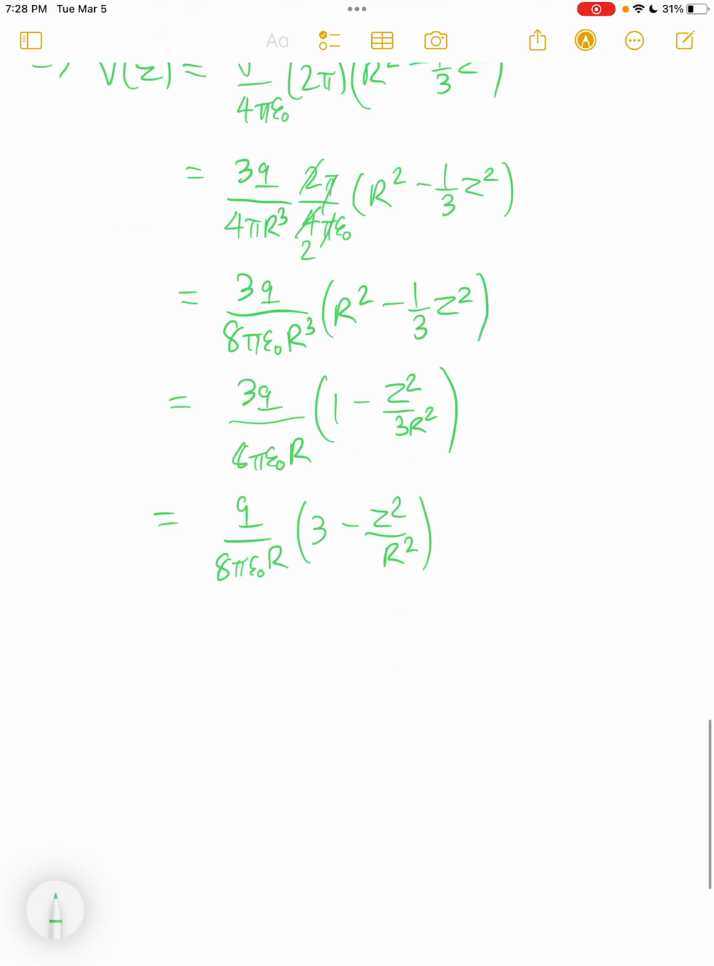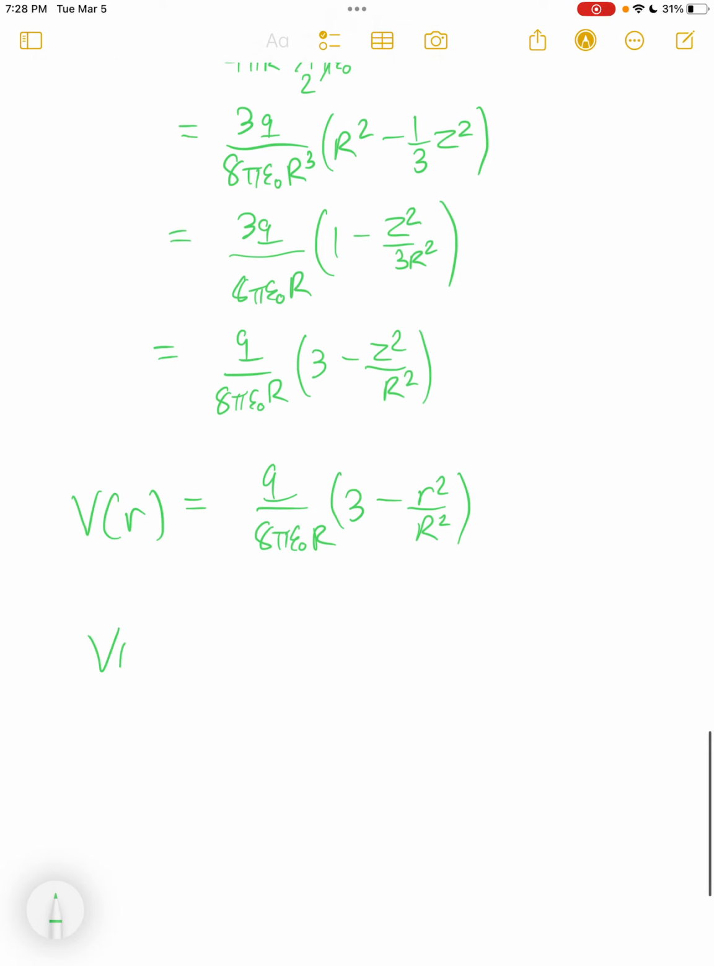Now what we really wanted at the beginning is V of r. And we remember that z is equal to r, so we can rewrite that like so. And this is exactly what problem 21 gives us. And problem 21 uses the equation to get the same result, and you can see that they're both consistent, so everything's all good. That's it for me. Thank you.